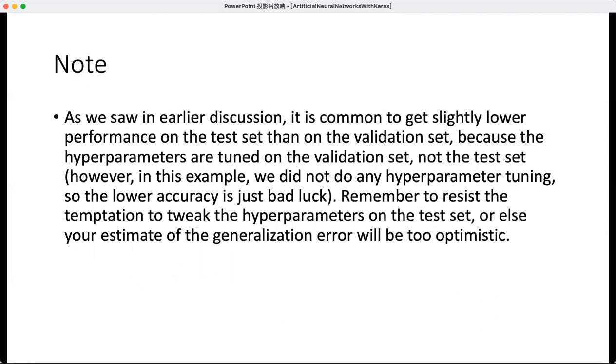So it's common to get slightly lower performance on the test set than on the validation set, because the hyperparameters are tuned on the validation set, not the test set. In this example, we really didn't do the hyperparameter tuning, but I just want you to know that model tuning is based on the validation set. So in any case, the performance on the test set will be slightly worse than on the validation set. That's common.